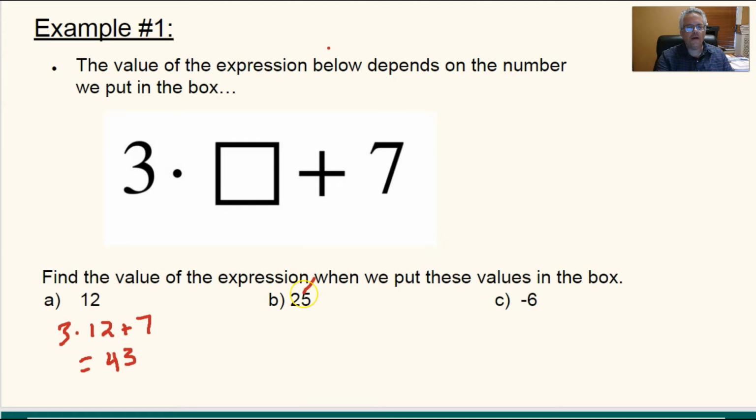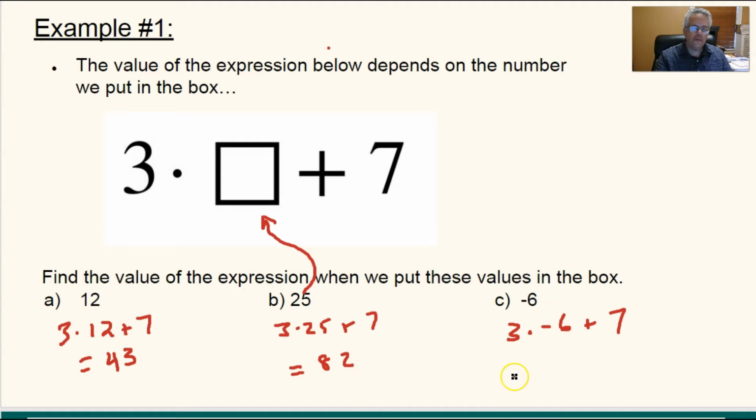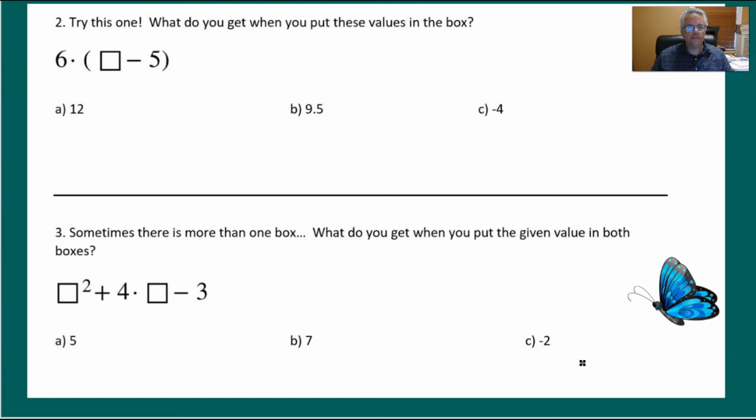What if we put 25 into the box? Okay, well, we would have 3 times 25 plus 7, which ends up being 82. We can put negative numbers in as well. In fact, we can put any sort of number we want into the box. We just have 3 times negative 7, or 6, plus 7. If we grab a calculator and do that, we get negative 18 plus 7, which I think you end up with negative 11.